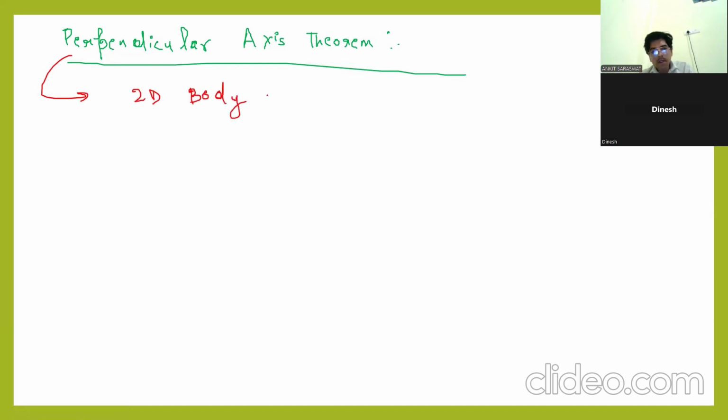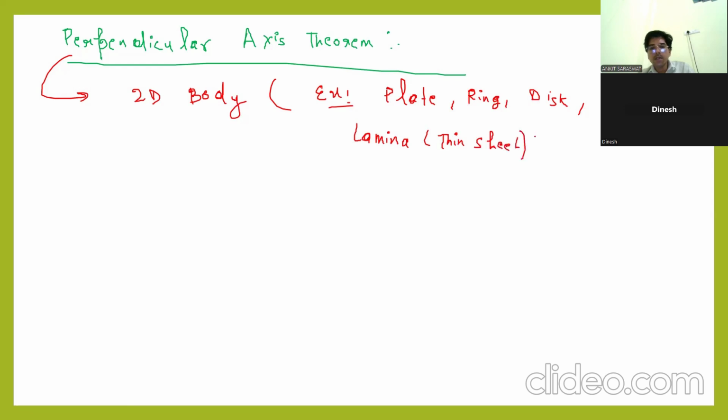Example: lamina, plate. Lamina means plate, thin sheet, ring, disc. Lamina, thin sheet. Here you should apply this. Clear?